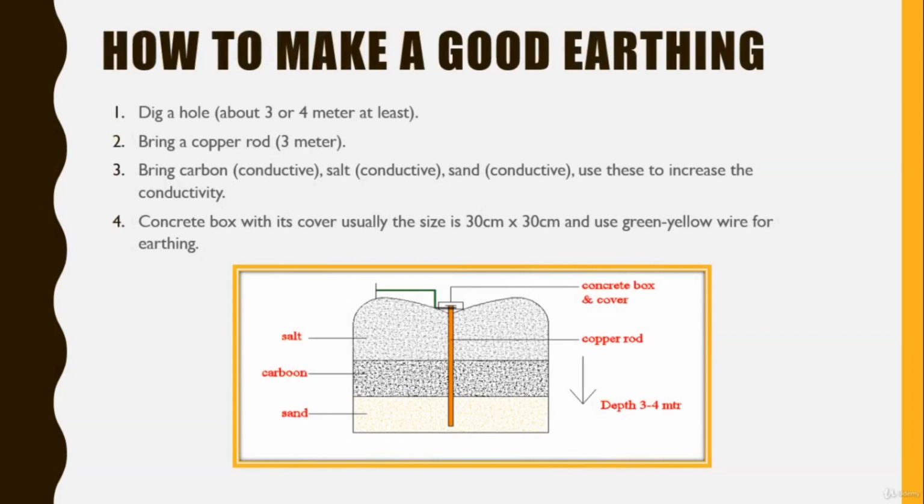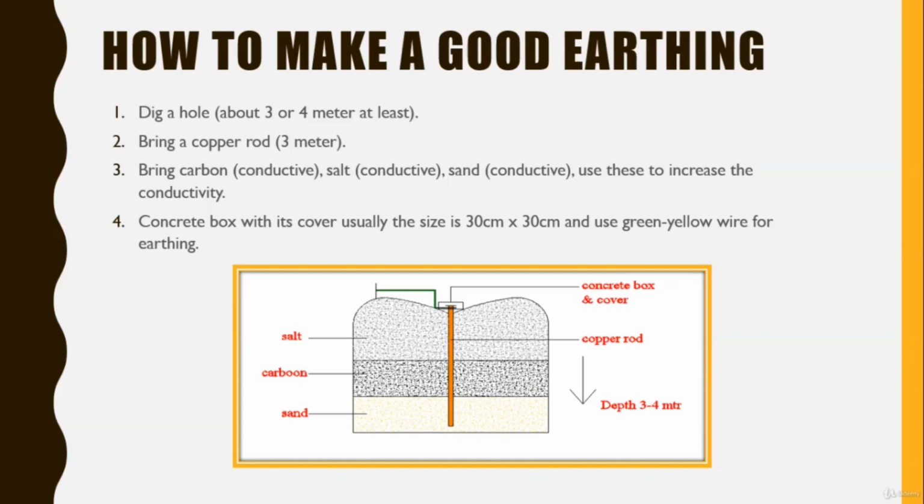Finally, just general information on how to make a good earthing. The main point is to discharge electricity when an earth leakage occurs. So we have to increase the conductivity for the body of the building. And again, when the conductivity increases, the resistance decreases.